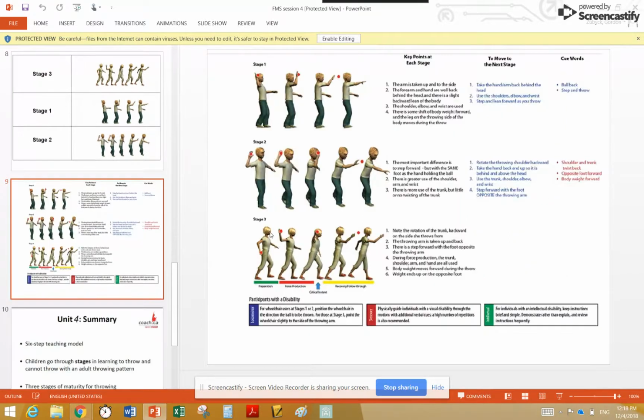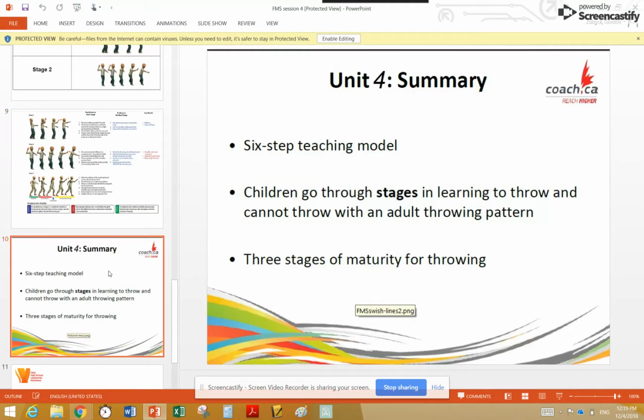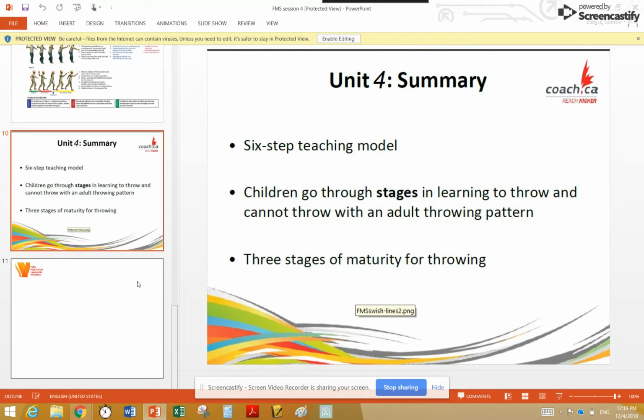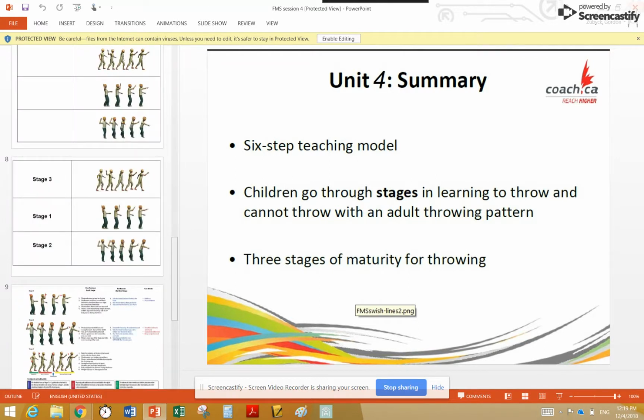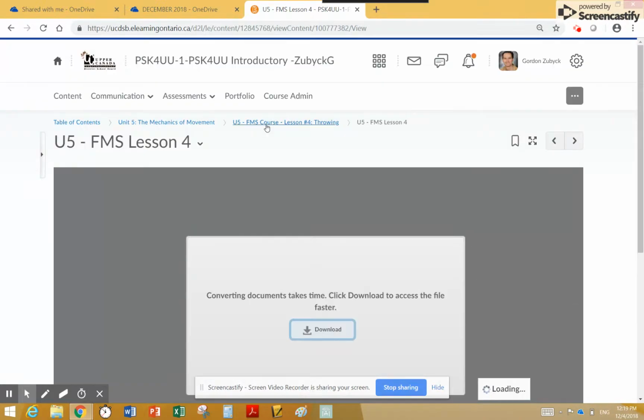And then it provides a detailed description or a breakdown of what these things should look like at each stage. These are your teaching cues. All right, so the summary for here is the 6 steps teaching model, and that children go through these different stages in the maturity pieces for throwing. The piece that's not mentioned here is the actual assignment piece. And so we'll go back and we'll take a look at that in the course right here.